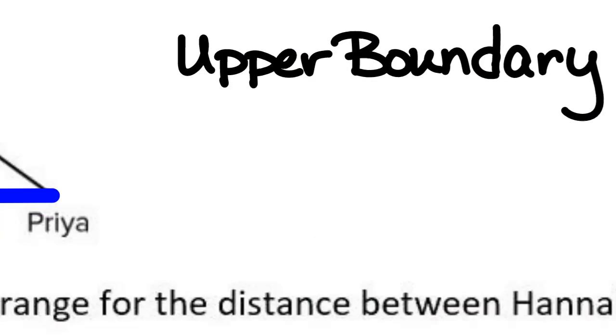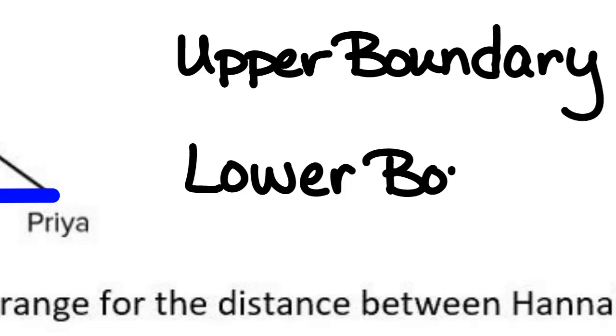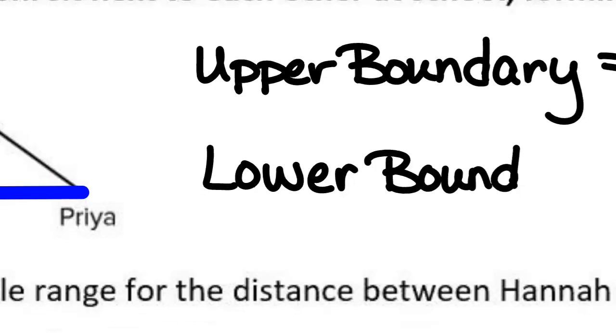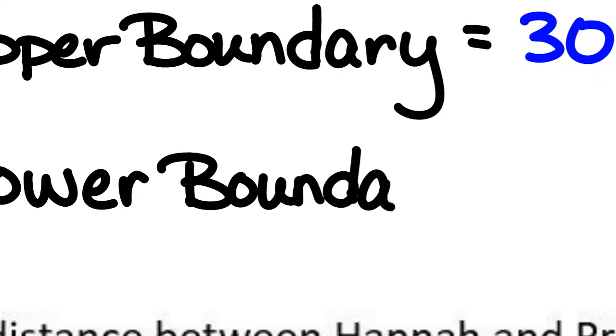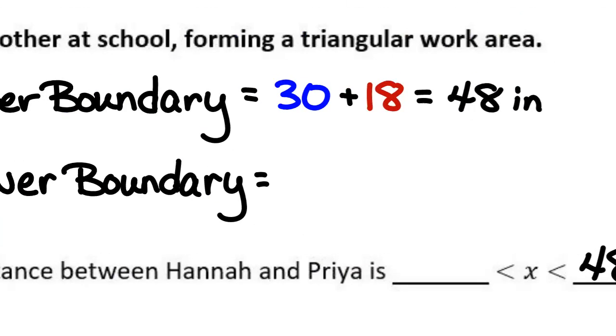To find the smallest it can be, to find my lower boundary, I'm not going to add. So what could I do? Subtract. Does it matter what order I do the subtraction in? Yes. It's got to come out to be a positive number, so I have to do the big one minus the smaller one. So 30 minus 18, which would give me what? 12.